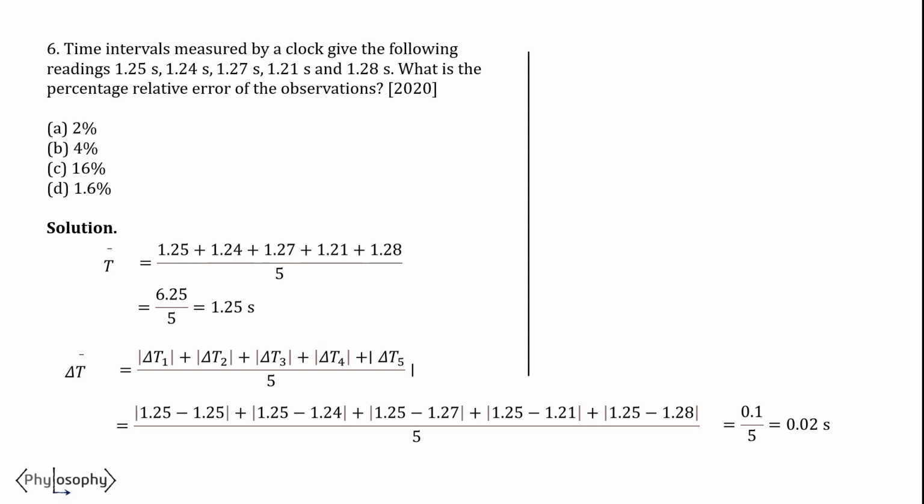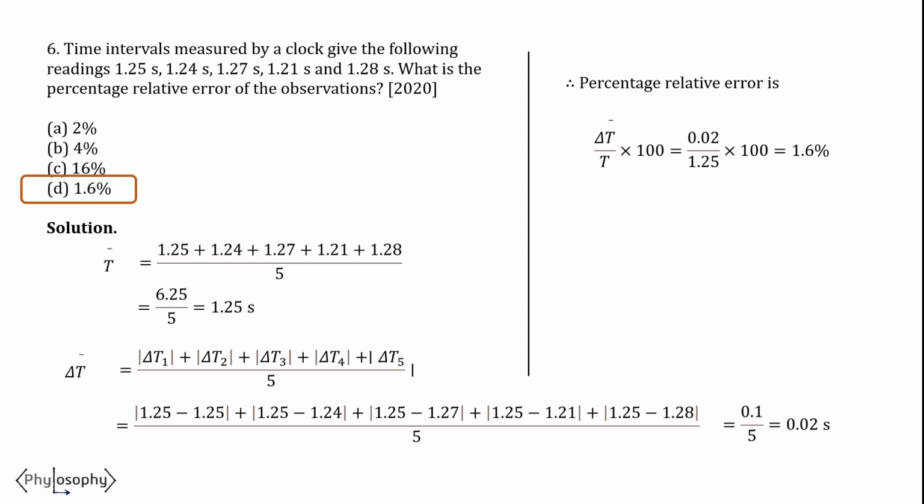Now from this data, we can calculate the percentage relative error, which equals delta t bar by t times 100. And if you put the values of delta t and t, then you will get a percentage relative error of 1.6%. Therefore, option D is the correct answer. Now let's go to our next problem.